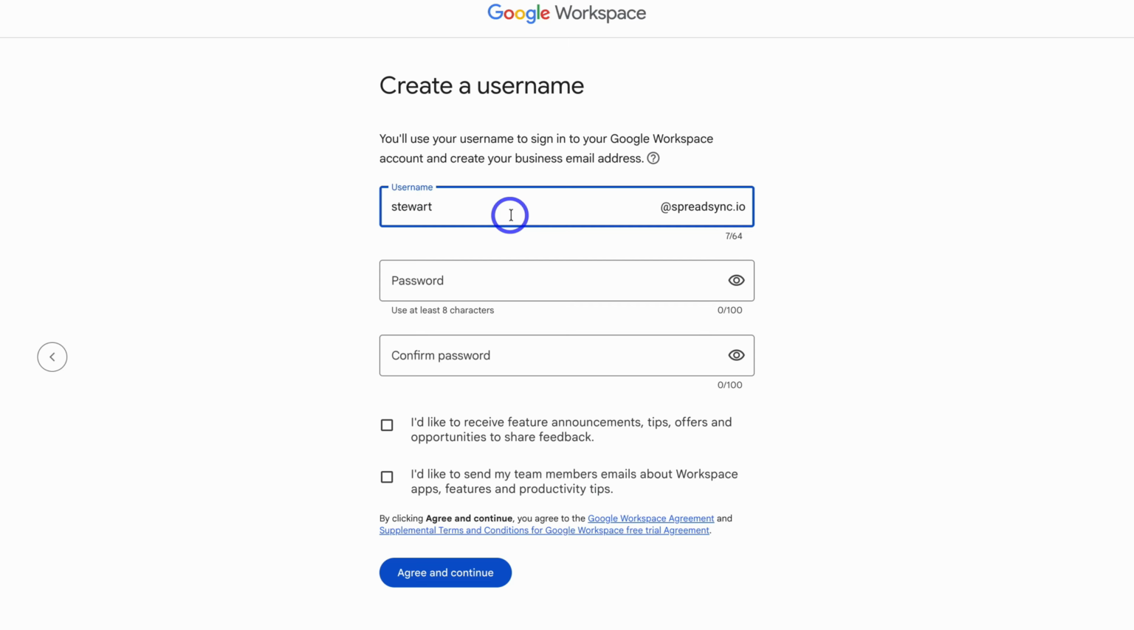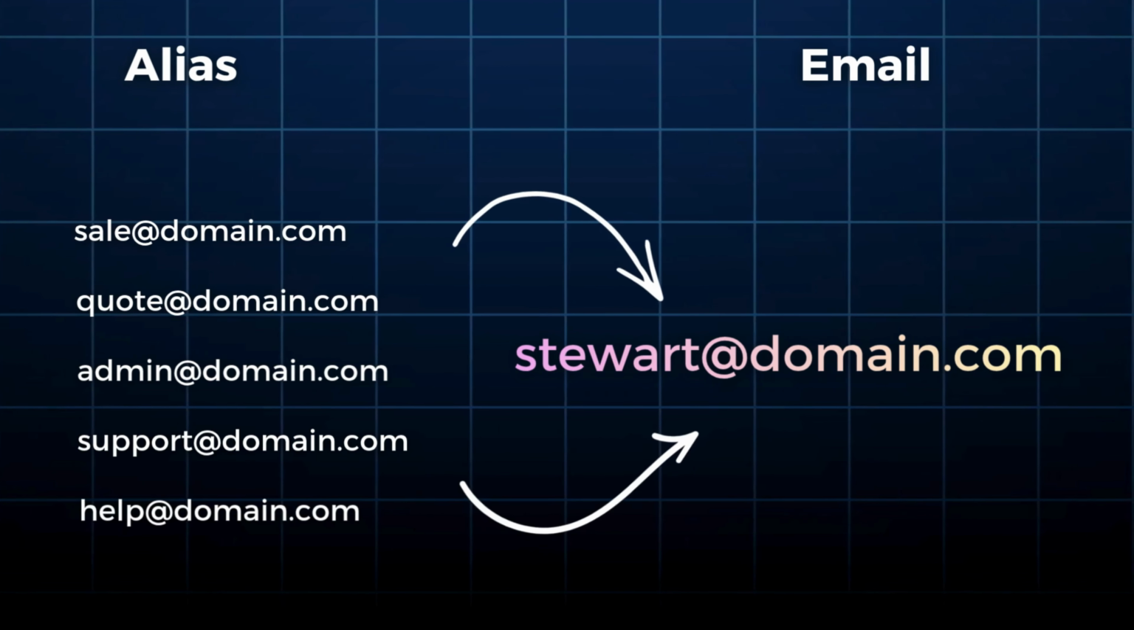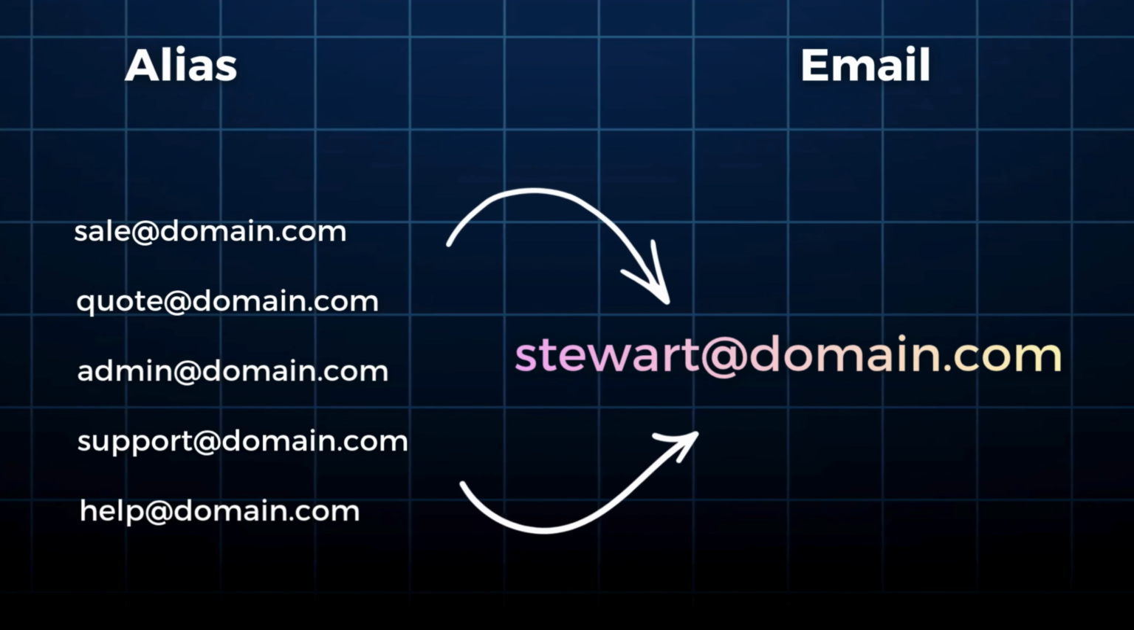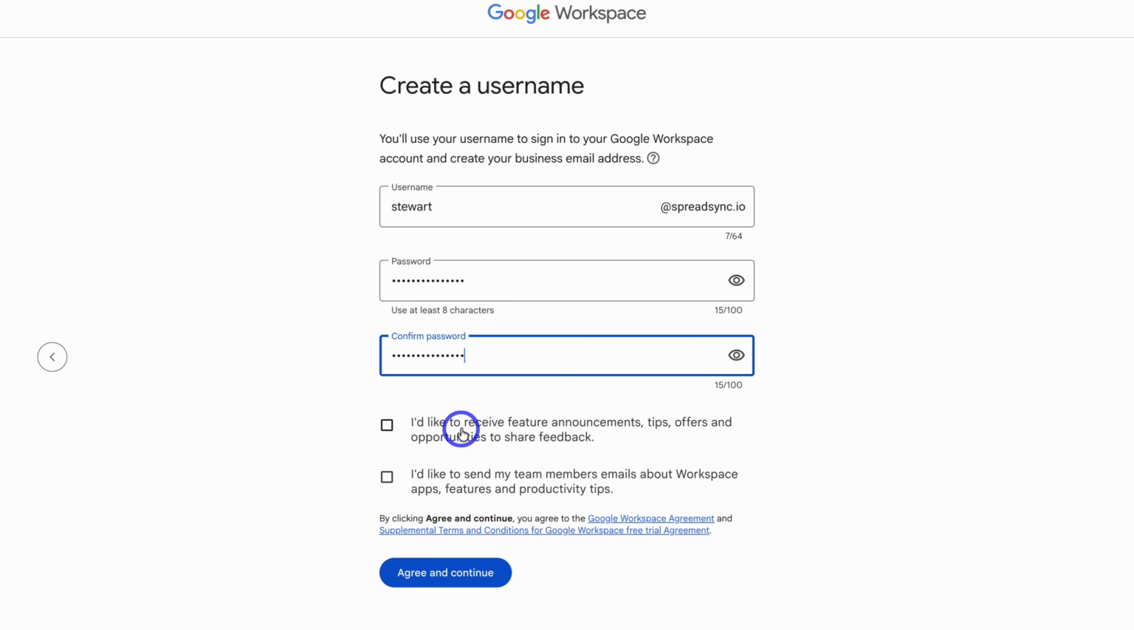Create a username. Ideally, you want to add your name for the first business email you're setting up, and later on you can add aliases, which would point to your primary email. An email alias could be sales at, info at, quotes at, or help at. Okay, once you've added your first business email, add a password and confirm that password. Then select these options if you like, and click on agree and continue.